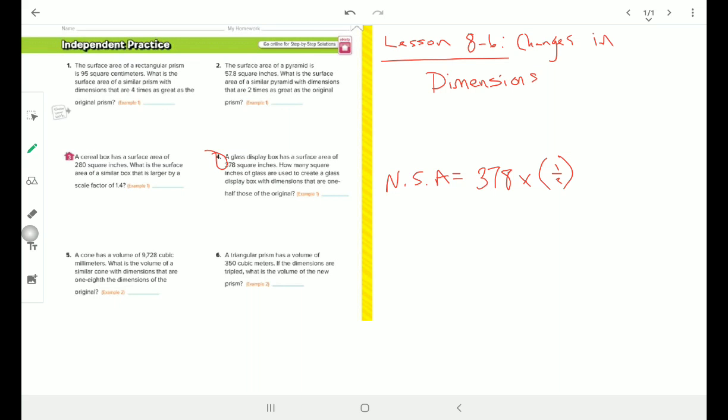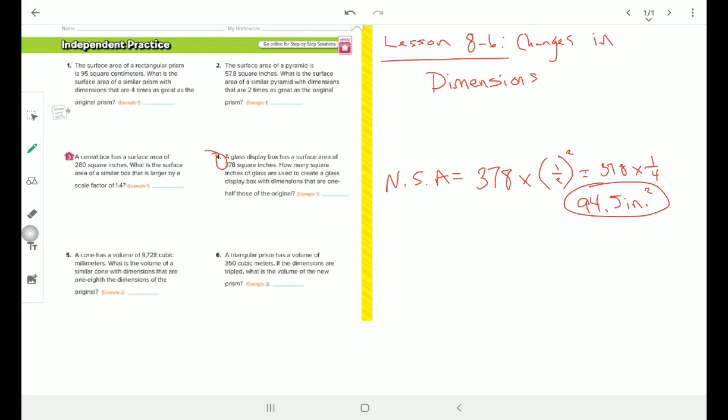And since we're dealing with surface area, that 1/2 is going to be squared, right? And we know that 1/2 squared is just 1/2 times 1/2, which is 1/4. So this is really 378 times 1/4, and if I multiply 378 by 1/4, you will get 94.5. Since I have to use my unit, which is inches, and since it's still surface area, it's got to be squared. So if I have dimensions that are 1/2 of the original, you will get a surface area that's only 94.5 inches squared.